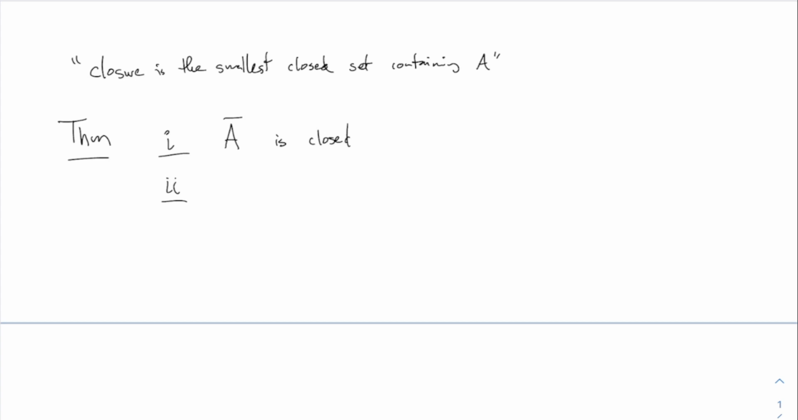you can look at them as sort of subsets of one another, and the smallest of those, the one which is a subset of all the others, that's what the closure is. So I'm going to write it this way. If A is a subset of C, and C is closed, then A bar is a subset of C, all right?